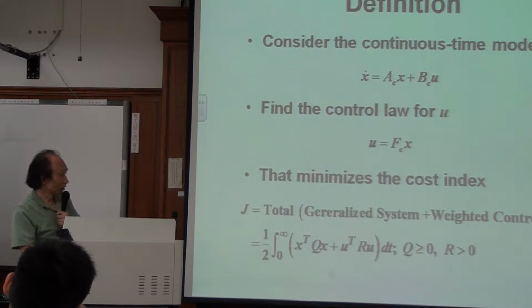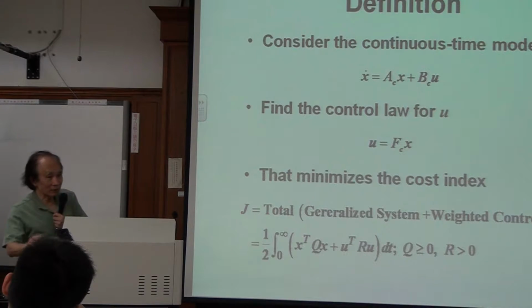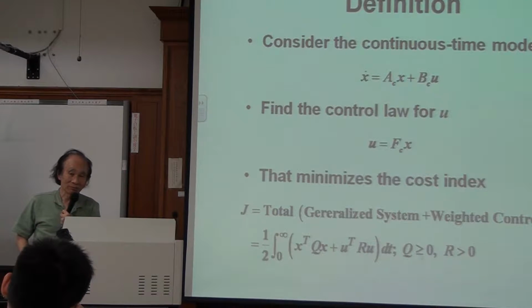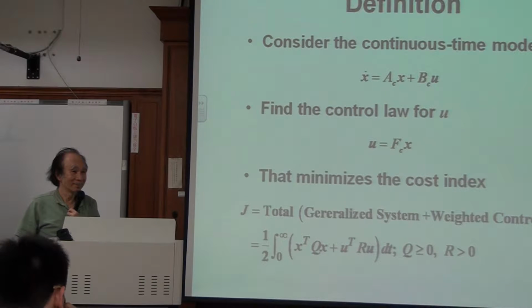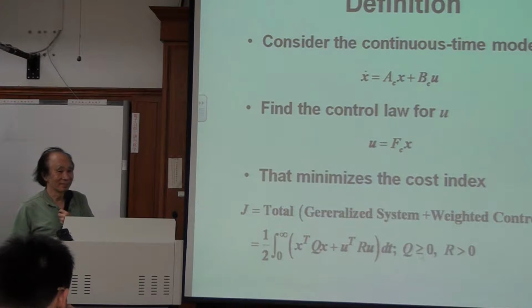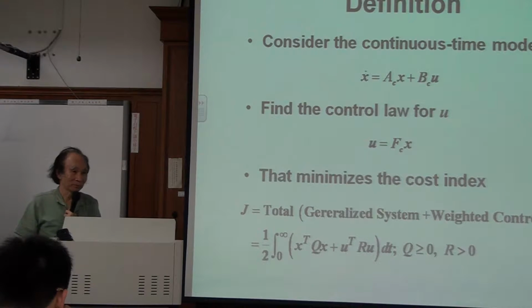Then you might ask, why can I not use Q larger than 0 and R larger or equal to 0? Any reason about that? Why do we have to have it this way? We cannot have another way.